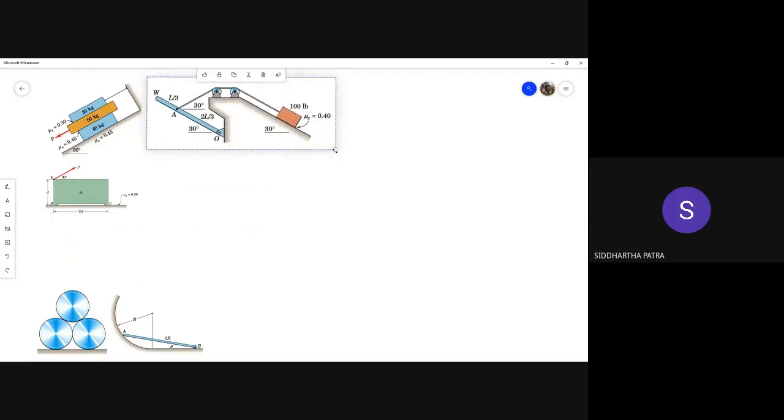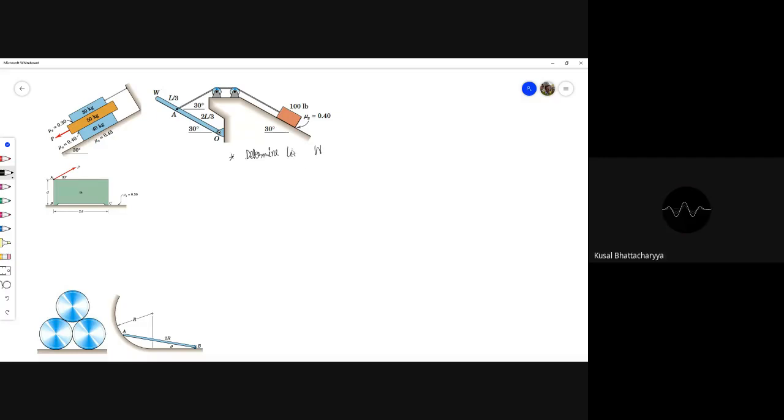So the question is, how much should this bar weigh? Or in other words, determine W.